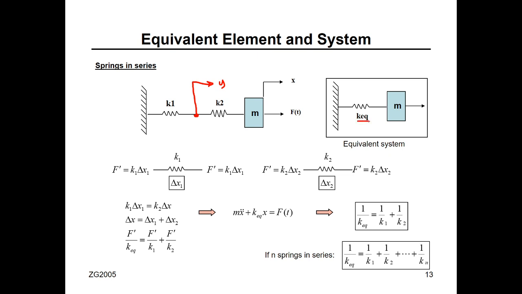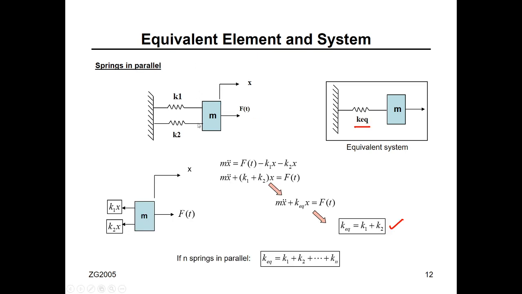There is an equivalent between them. What will be the equivalent? 1 over K equivalent will be 1 over K1 plus 1 over K2. This is, by the way, similar but opposite to resistors in electrical systems. Remember, there is some concept similar but opposite. Here, if you have two springs in series, 1 over K equivalent equals 1 over K1 plus 1 over K2. If you have two springs in parallel, the equivalent will be K1 plus K2.